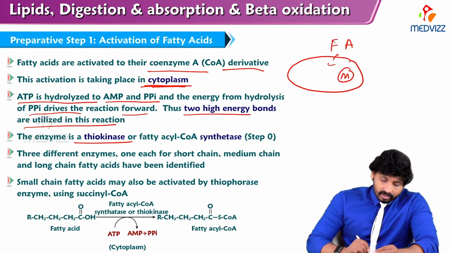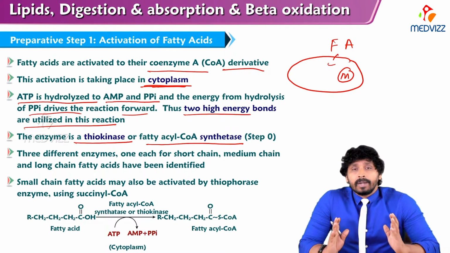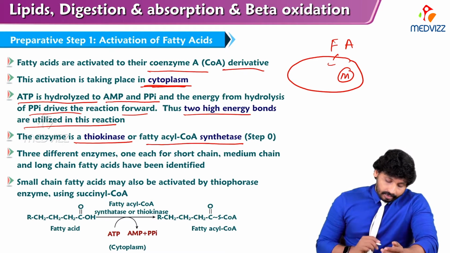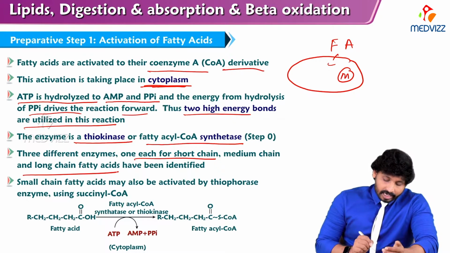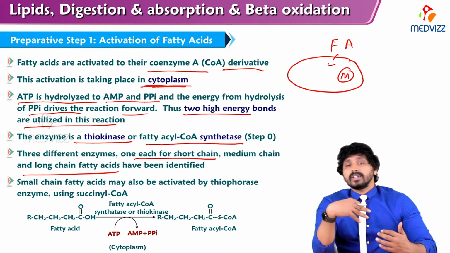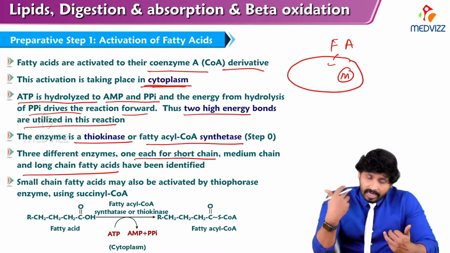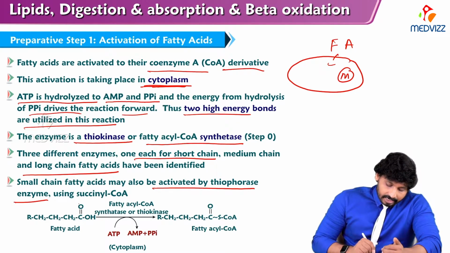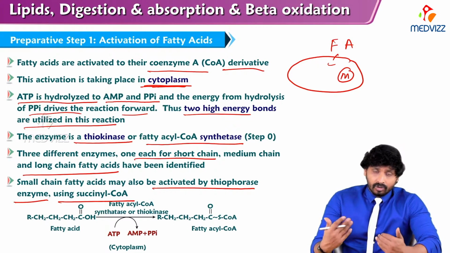The enzyme is thiokinase or fatty acyl-CoA synthetase. Remember, the preparatory step of beta oxidation involves the enzyme thiokinase or fatty acyl-CoA synthetase. Three different enzymes are present, one each for short chain, medium chain and long chain. So for long chain fatty acid there is a different thiokinase, for short chain a different thiokinase, and for medium chain a different thiokinase. Short chain fatty acids may also be activated by a transferase enzyme using succinyl-CoA. That is the difference for short chain fatty acids. Transferase will be involved in activation of short chain fatty acids.